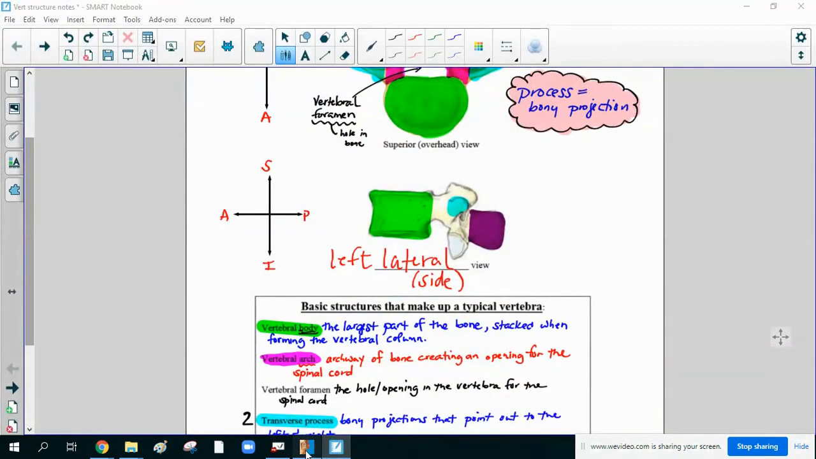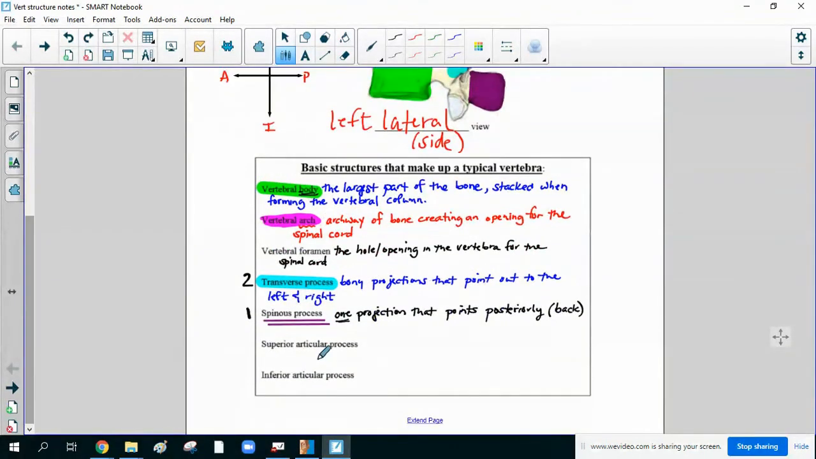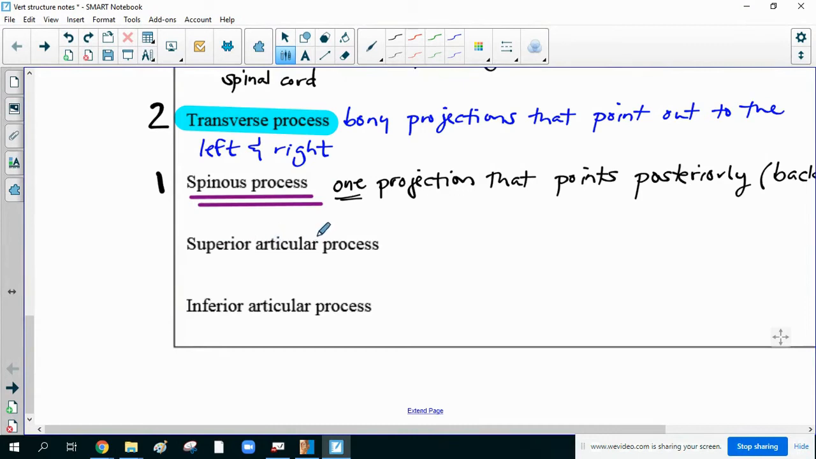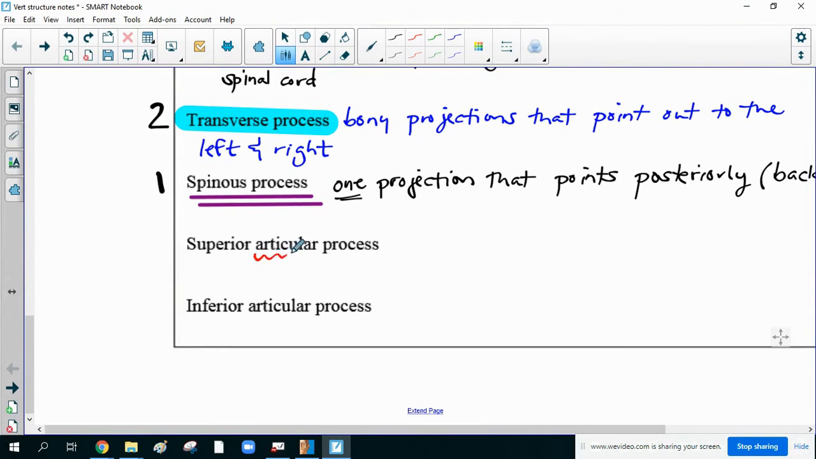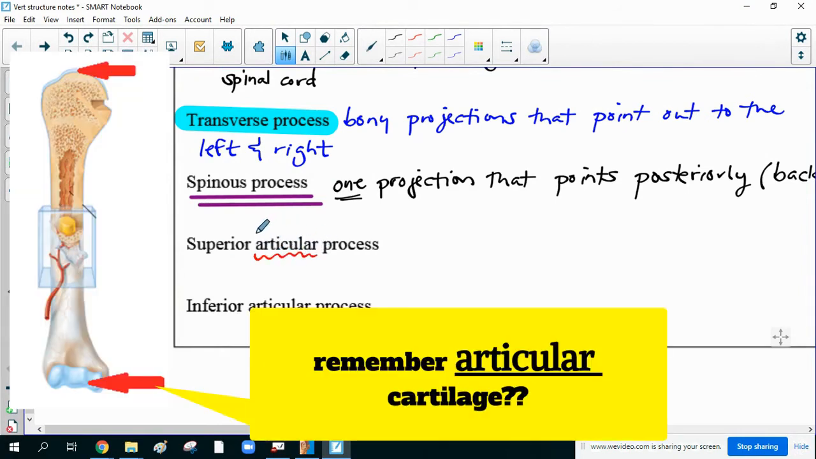For that reason, it is not enough just to call them a superior and inferior. Look at this word here. Articular means that it forms a joint. Okay, so we have to add that in for both.